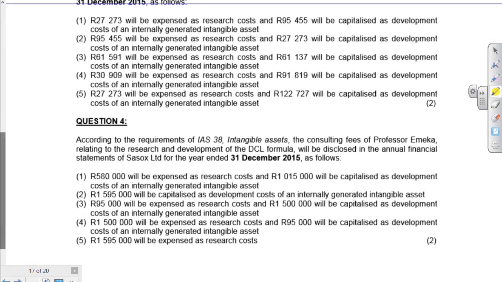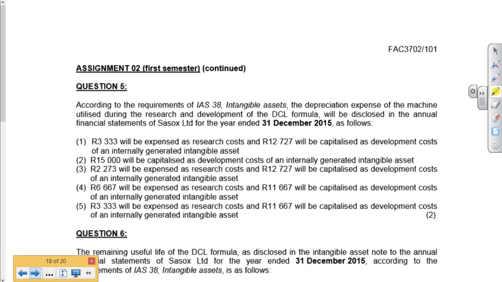Question 4. How will we treat the consulting fees of Professor Emeka? Question 5. The depreciation expense of the machine that's used in the research and development. How much goes to research, how much to development, how much to P&L?